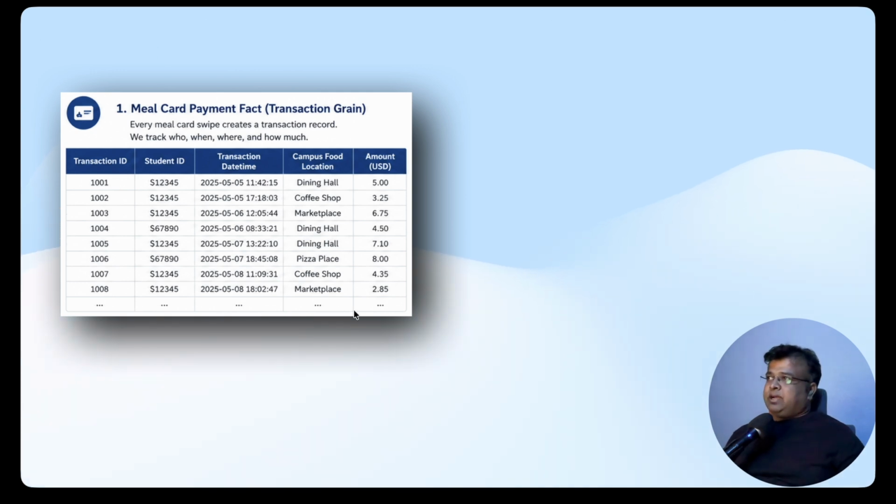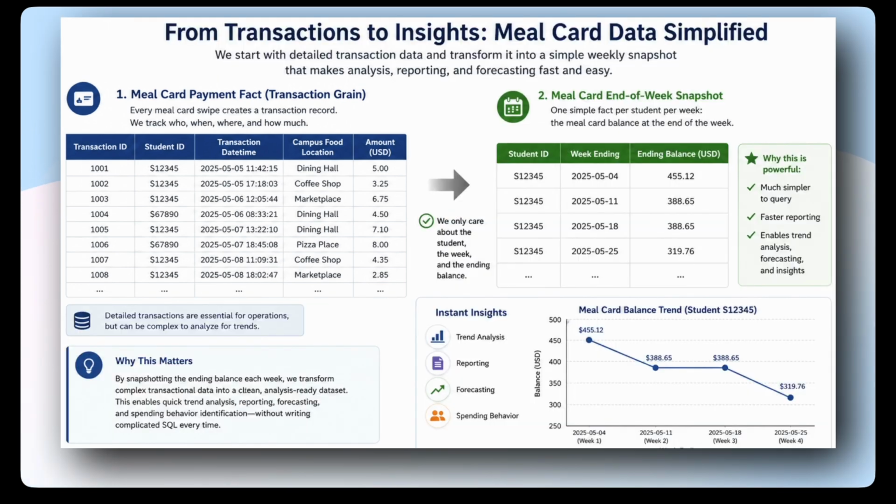So alongside the transaction fact table, we create another table called something like meal card end of week snapshot. Notice something important here. We no longer care about the campus food location dimension. For this analysis, we only care about the student, the week, and the ending balance. So the table becomes much simpler. For every student and every week, we store one fact, that is the meal card balance at the end of that particular week.